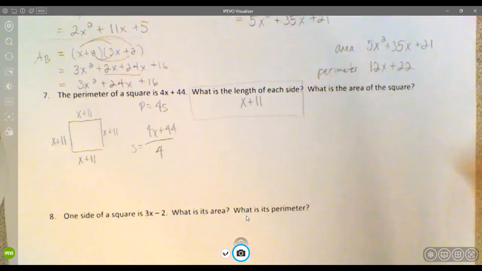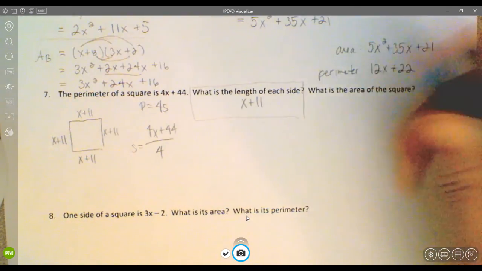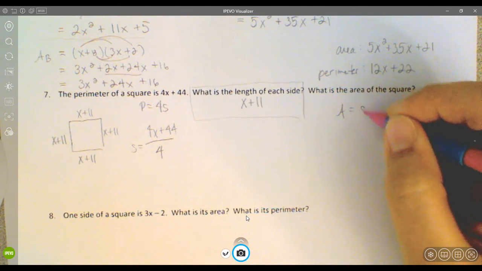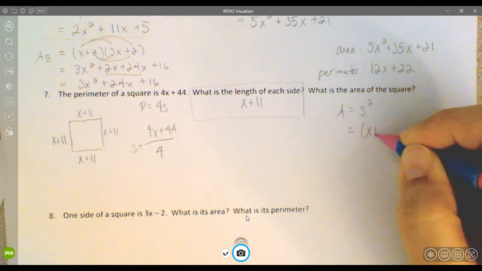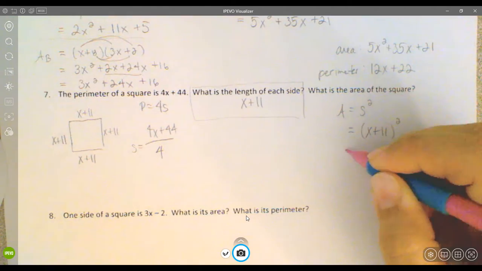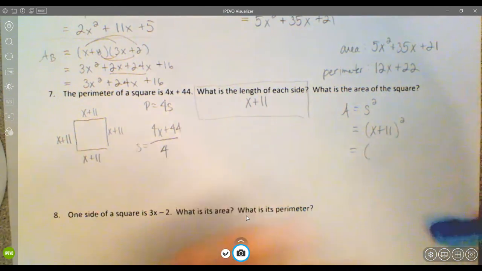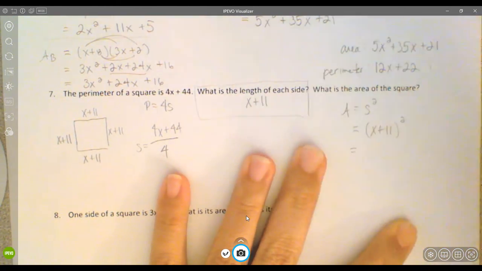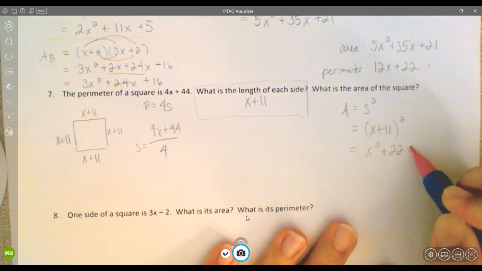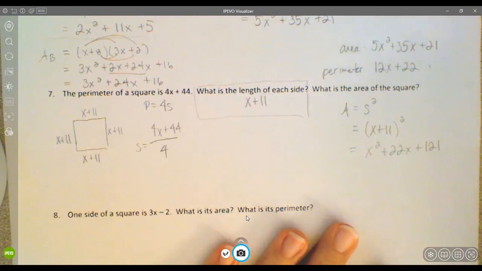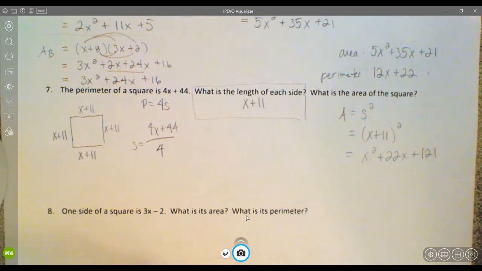But I'm not done. Now we need to find the area. The area of a square is side squared, the length of one side squared. So we're taking x plus 11 and squaring it. Because I'm a math nerd and I do shortcuts, I know that that's x squared plus 22x plus 121. Some of you may not know that.